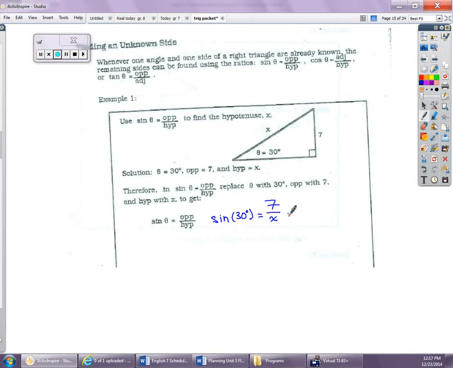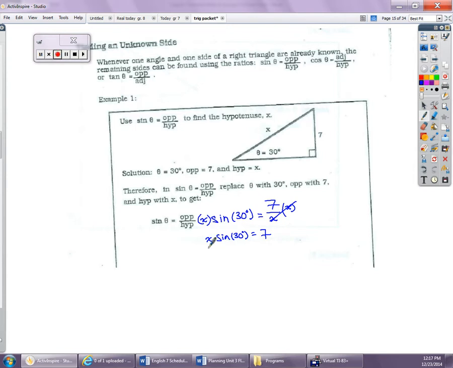Now, to solve this equation, we've got to get x all by itself. But x is in the denominator. So what we have to do is multiply this side by x so that they cross off, and multiply this side by x. So what we get is x times the sine of 30 degrees equals 7. We basically just multiply both sides by x. We kind of cross multiply too.